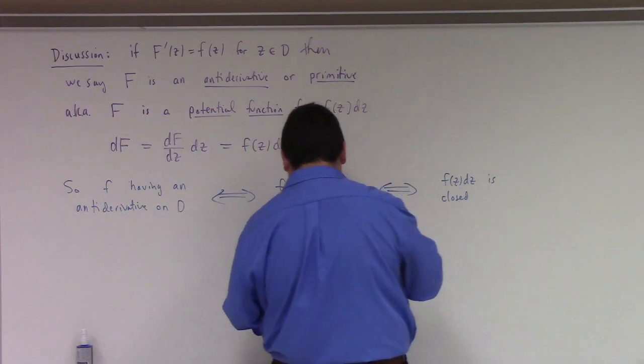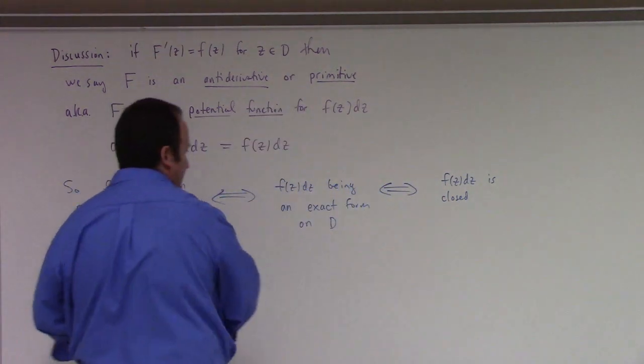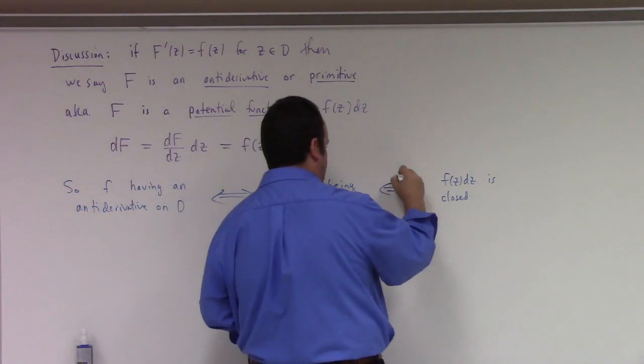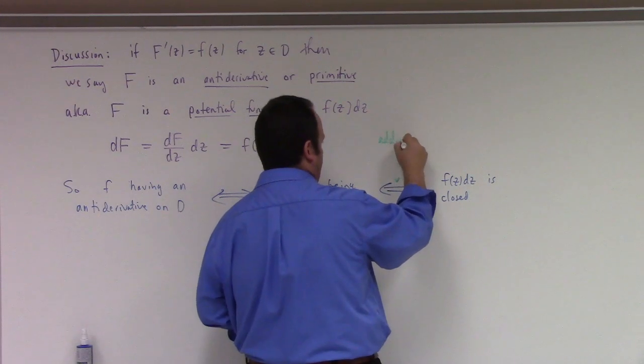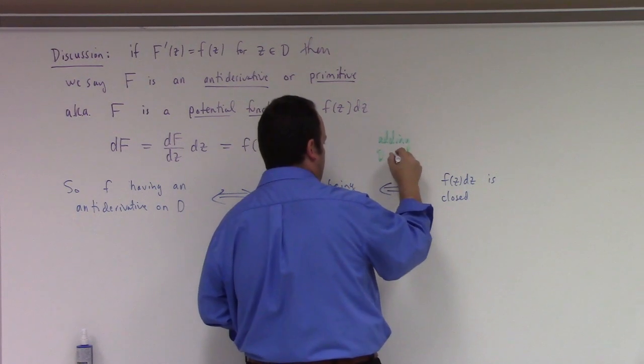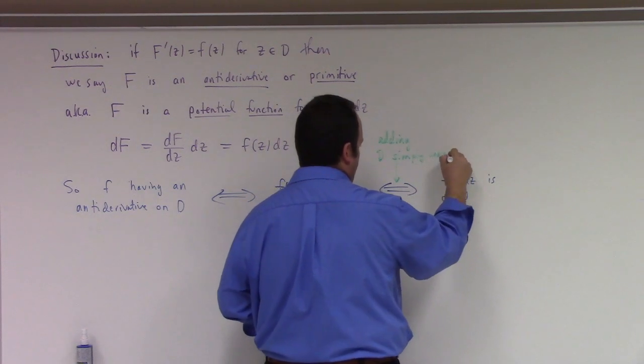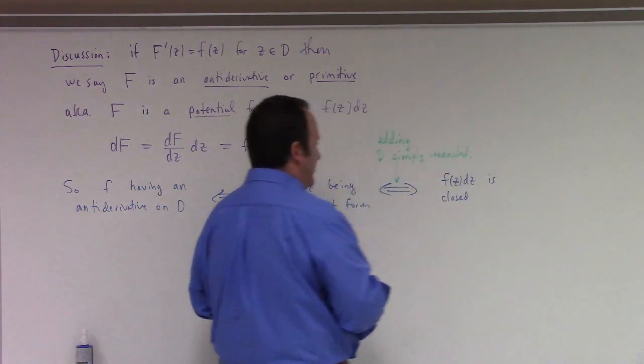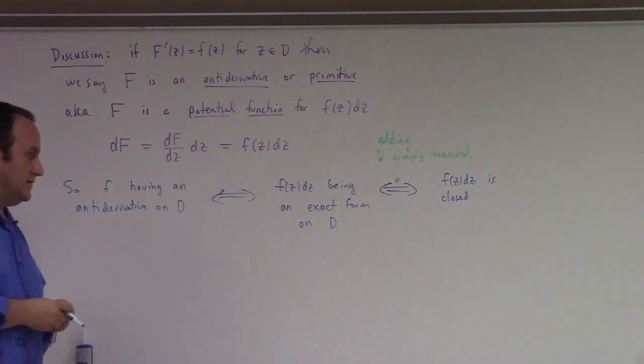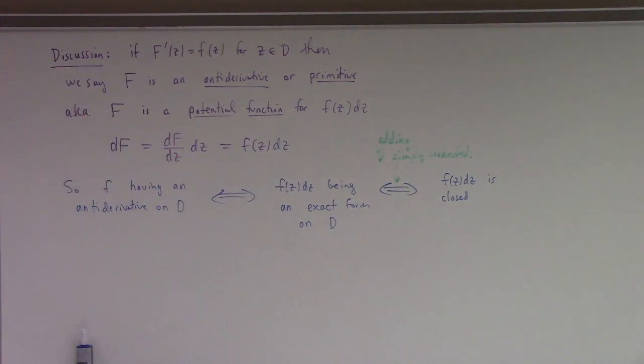But this comes with some fine print, yeah? This is not generally true. I need to add a condition here, D simply connected. Okay? If in addition we know that D is simply connected, then f of z dz being an exact form is interchangeable with f of z dz being a closed form.